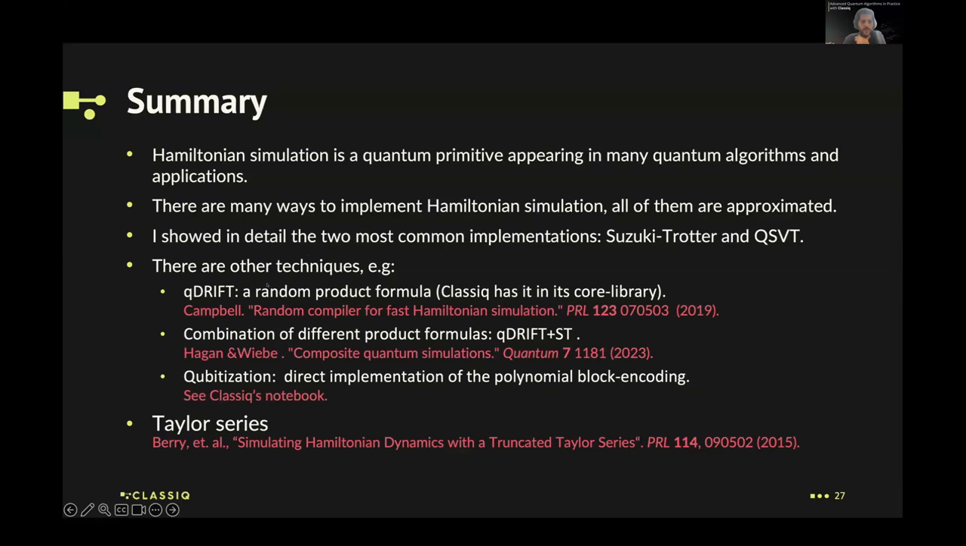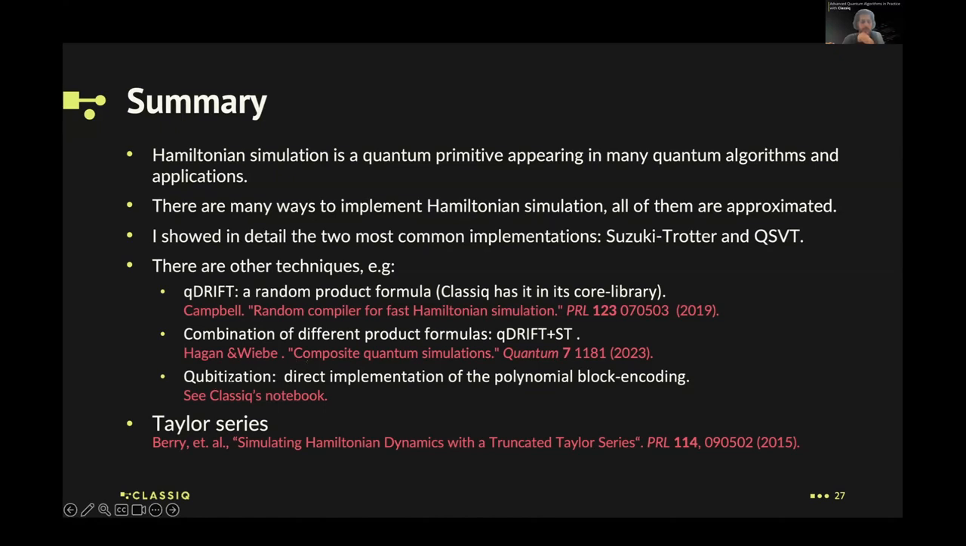Of course, there are others. One is Q-drift, which is essentially a random product formula. So instead of taking the deterministic Suzuki-Trotter, you're doing something which is random. We have it in our core library. This is the original paper. Since then, people worked on combinations of Q-drift and Suzuki-Trotter. So some part of the Hamiltonian you're doing with Q-drift, some part with Suzuki-Trotter. And in this paper, they also calculate the error of this.